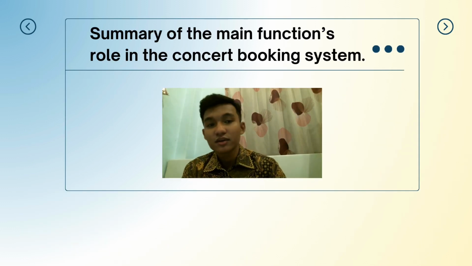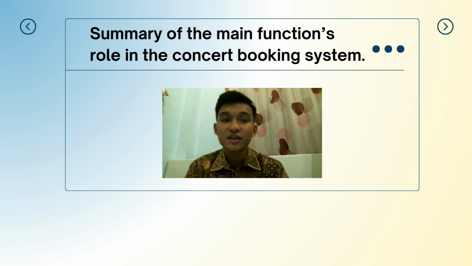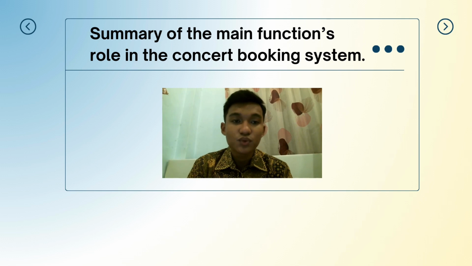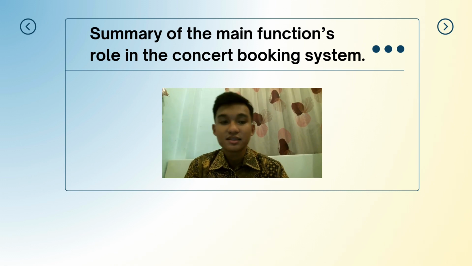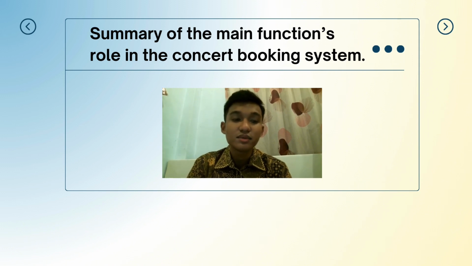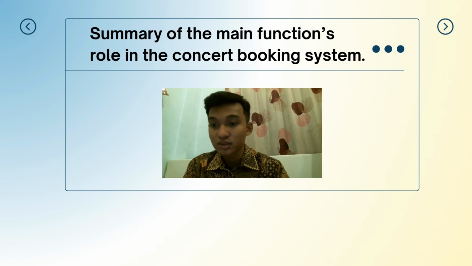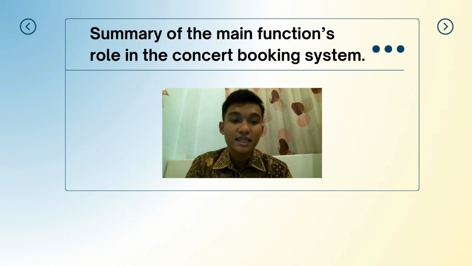So basically, the summary of the main function is that it serves as the central control hub of the concert booking system, orchestrating user interaction, concert management, and administrative functionalities. Each role can be summarized as initialization, user interaction, menu handling, functionality execution, and lastly, user experience enhancement. Overall, the main function acts as the backbone of the concert booking system, guiding users through different features and ensuring seamless operation of the application. It encapsulates the system's core logic and controls the flow of the execution, facilitating an intuitive and efficient user experience.